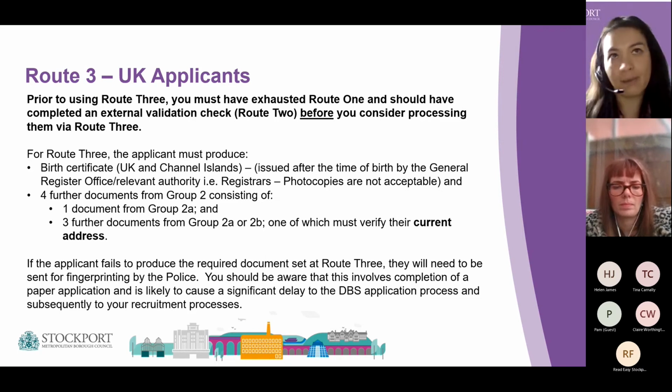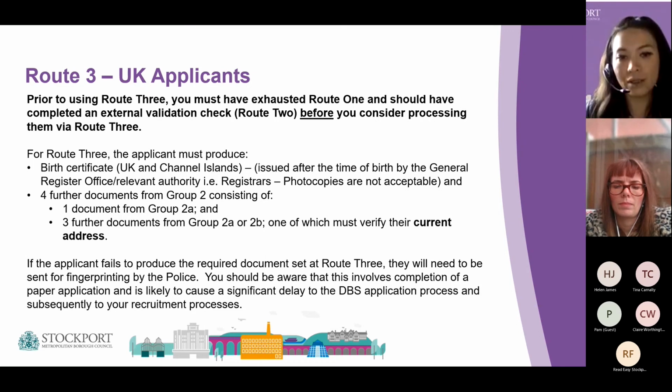So if they were going to apply for a provisional license anyway, perhaps they could apply for one or renew a passport. Or if they knew they had their original birth certificate, perhaps they could just find the birth certificate, and that would save them a lot of time. Because if they can't go down route 3, they would then have to apply for a DBS through a paper application form. And this can take a really long time.